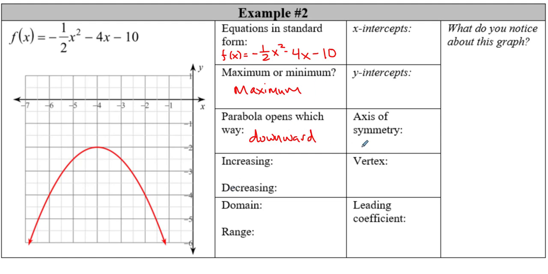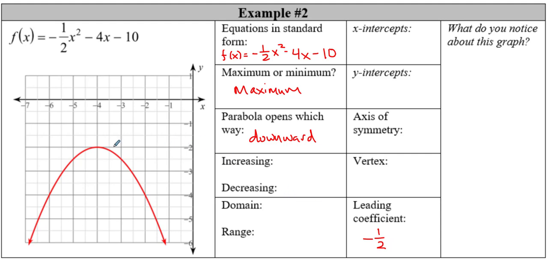Okay. Another good one to jump into easily is the leading coefficient. Remember, the leading coefficient is the coefficient of the first term once it is in standard form. So if we take a look, we have a negative 1/2 in front of our highest degree term. So our leading coefficient is going to be negative 1/2.